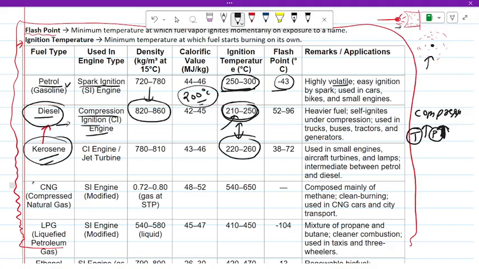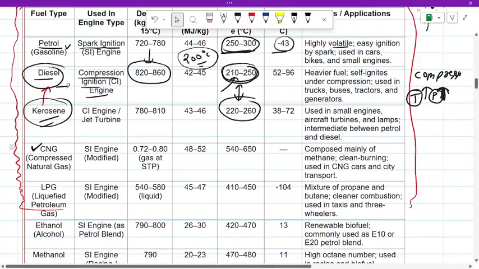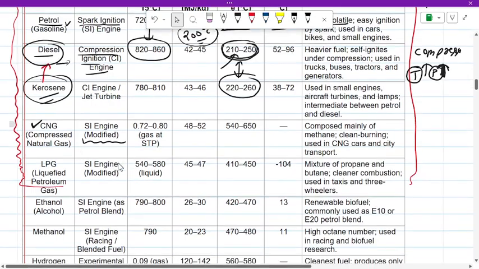Okay, and then CNG. CNG is an SI engine. That also, up to a certain extent, has to be modified to be used in an SI engine.